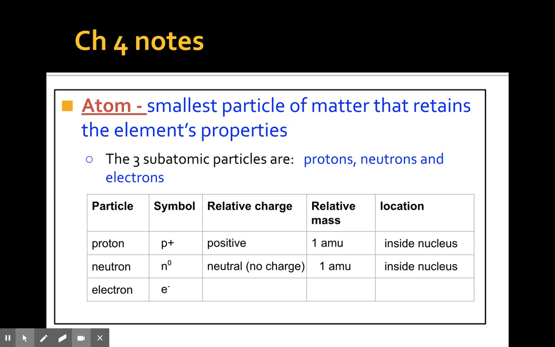Electron, the symbol is an E with a little negative symbol. Electrons are negative. They do have a slight mass, but for our purposes, we do not use the mass of an electron to calculate mass number, so we can just say electrons essentially have a mass of 0. And electrons are located outside the nucleus in the electron cloud. So again, if you need more time to write down this information, be sure to pause before you move on.